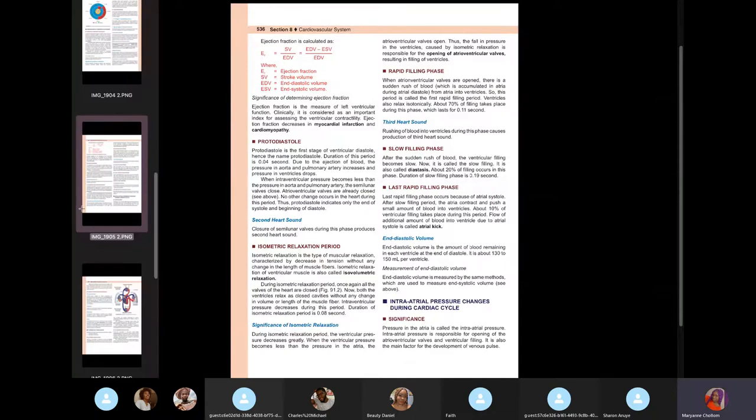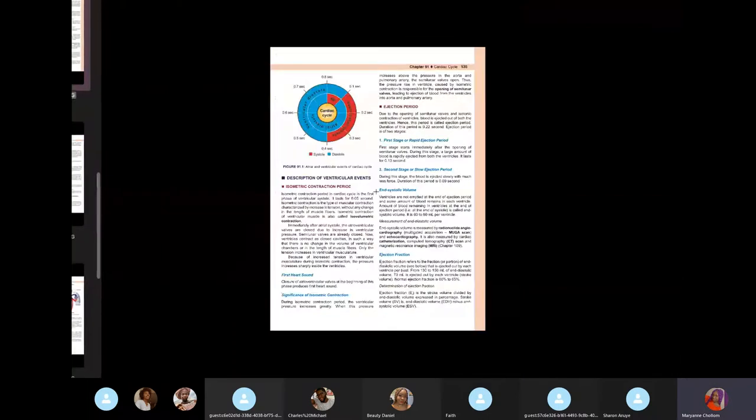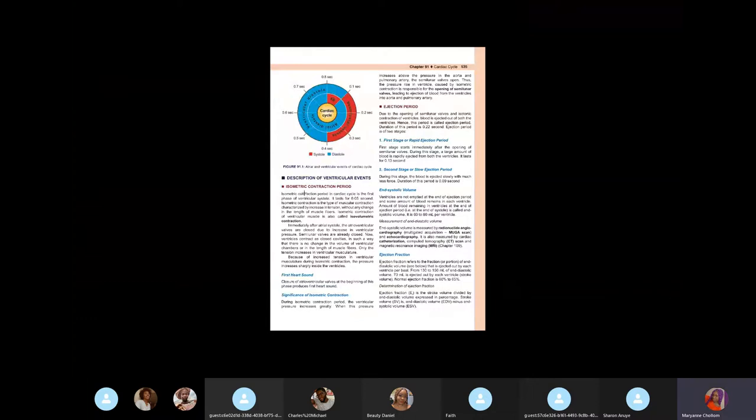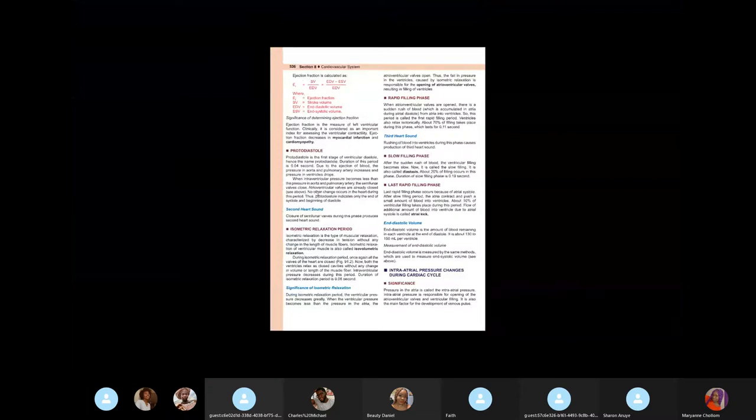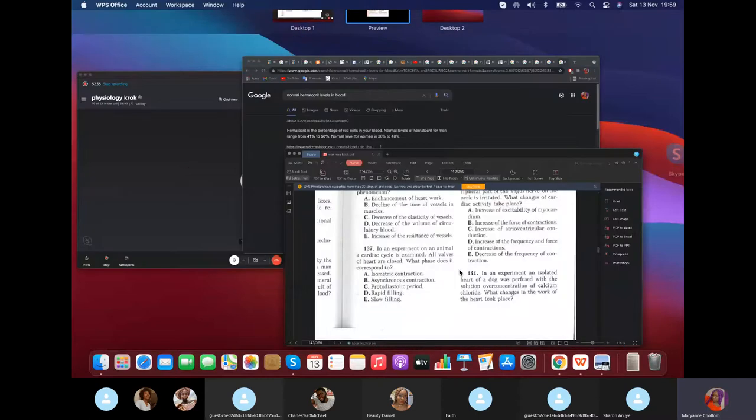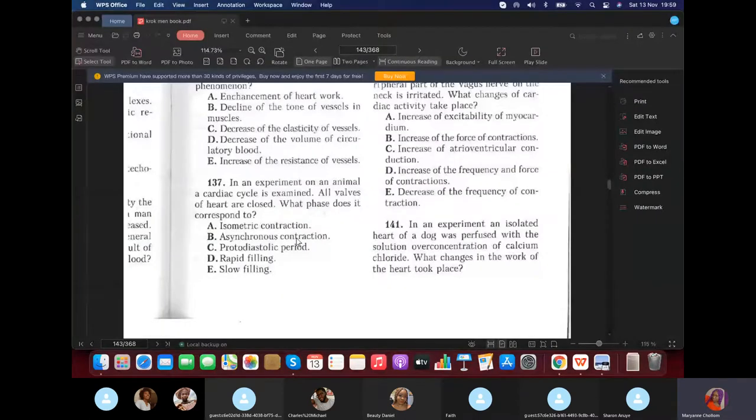So there's the isometric contraction, the ejection period, and so on. There are five phases. You can read them on your own. What I can tell you is that in isometric contraction, all valves are closed.